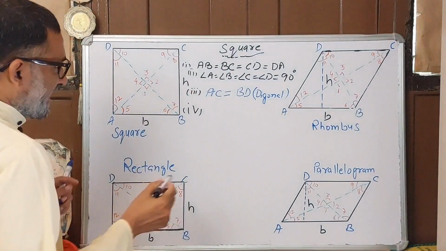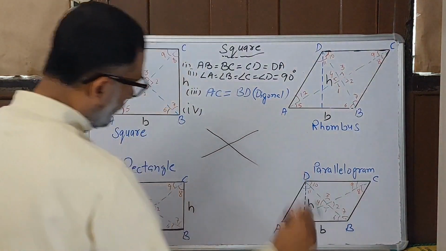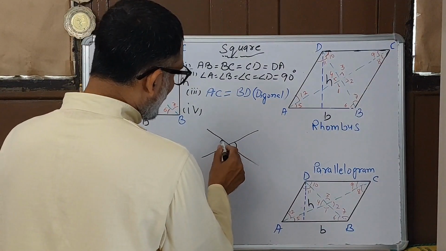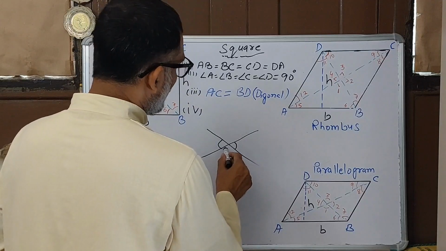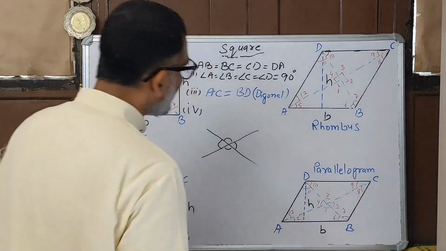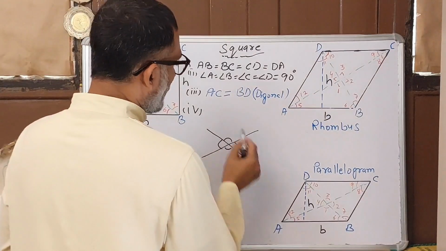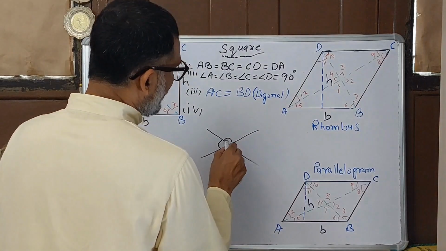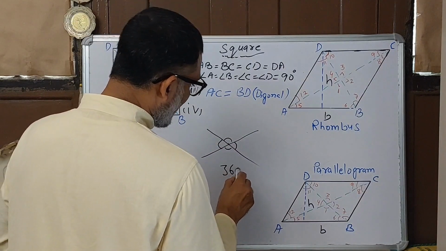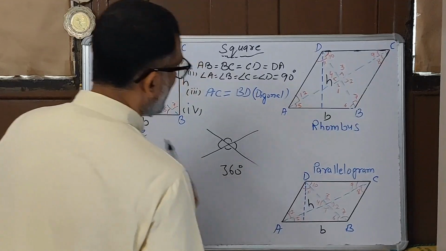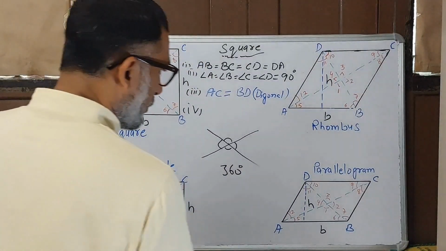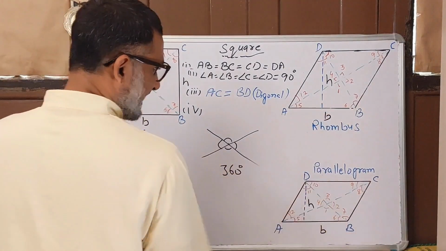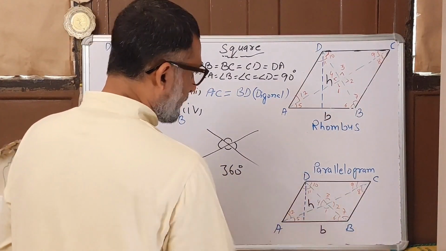Or you already know this thing: when two lines intersect each other, the angle made on this side is equal to the angle on this side, and this side is equal to this side. These are called opposite angles. Opposite angles are always equal, and the total angle made around any point is always 360 degrees. So one similarity is that the angles made at the center when the diagonals cut will also total 360.